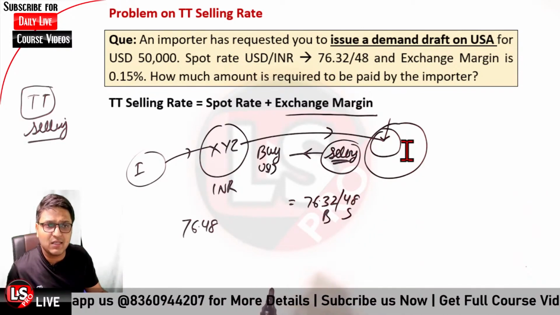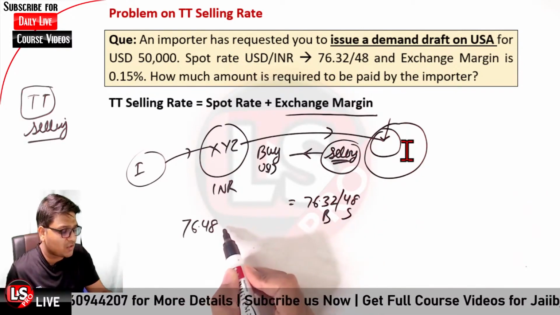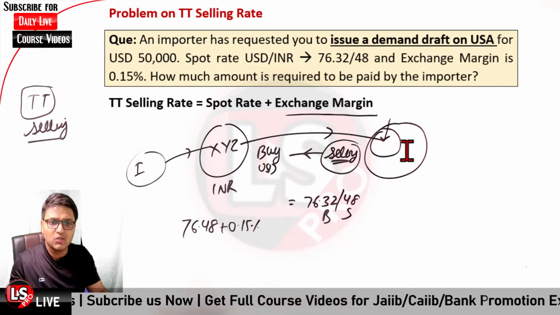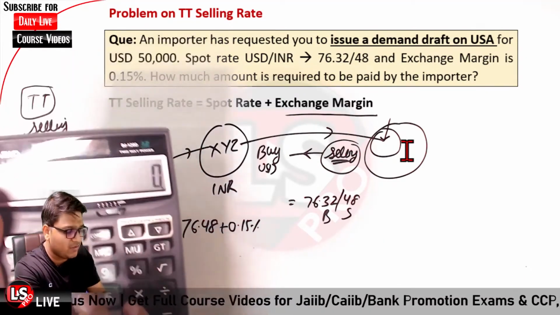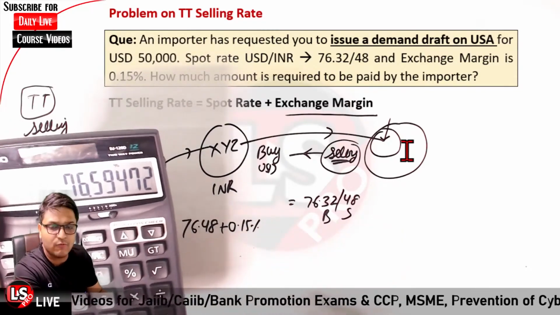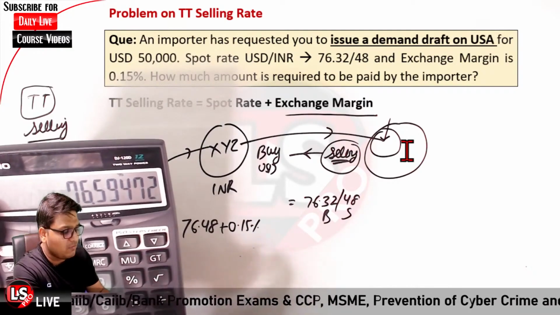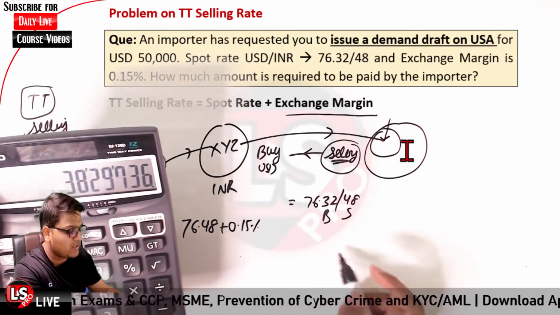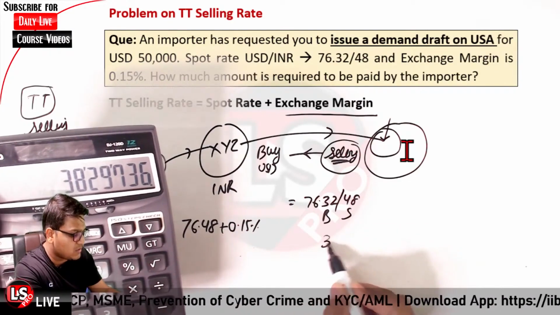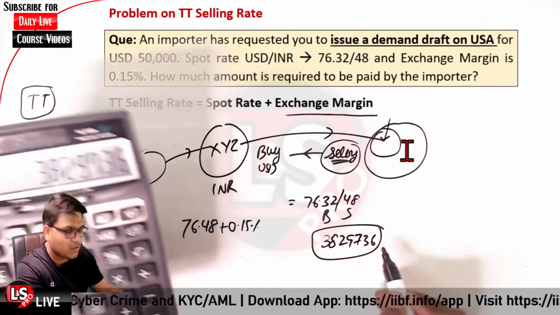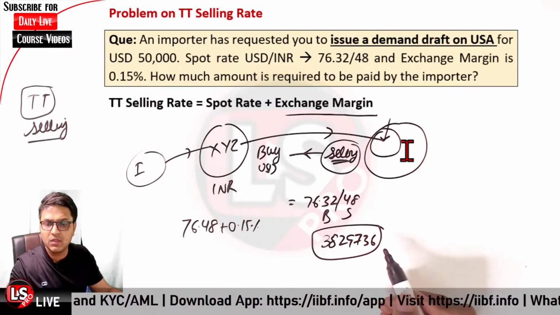And further, we need to add the exchange margin. So we will be adding 0.15% of the exchange margin. So that would be regarding the answer. So 76.48 plus 0.15%, that is 76.59. And further, we will be multiplying it with 50,000. So that is the answer, that is 3829736. This would be the answer over here. Okay.